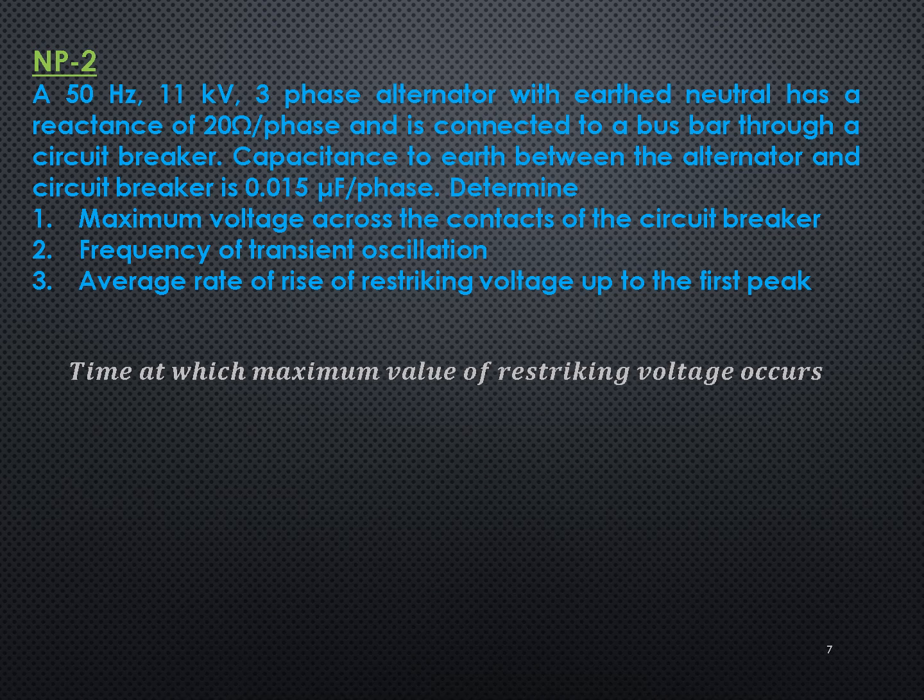Now we want to find the maximum voltage across the contacts of the circuit breaker and the time at which the maximum value of restriking voltage occurs. The time at which the maximum value of restriking voltage occurs equals pi root LC. With the inductance and capacitance values, that time is 97.11 microseconds.